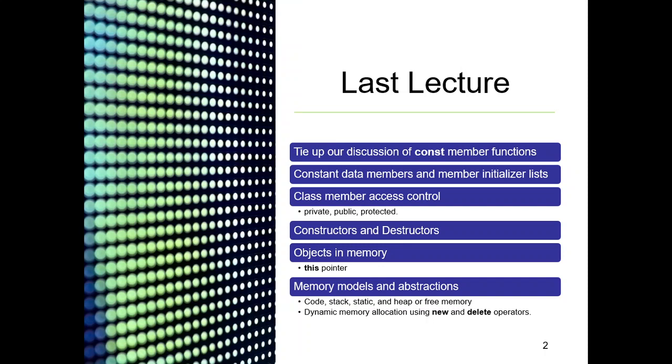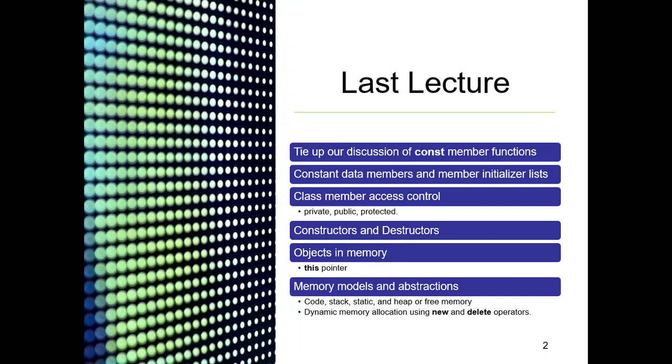Then we talked about objects in memory, and in this context, we talked about the this pointer. We said that when you create objects of a class, each object has a separate copy of the data members, the non-static data members. So there is a separate copy of the non-static data members for every object.